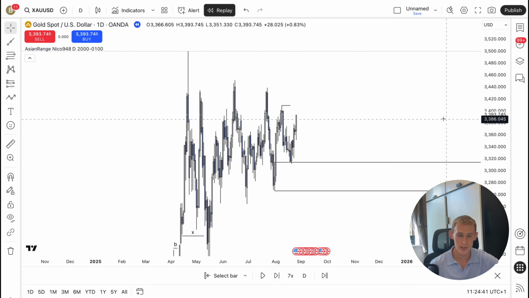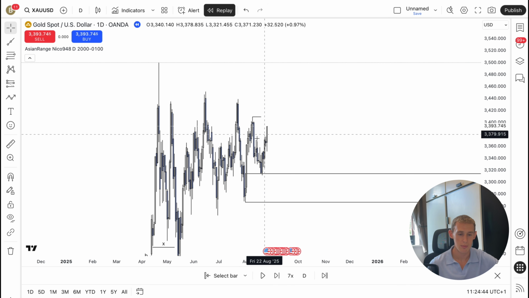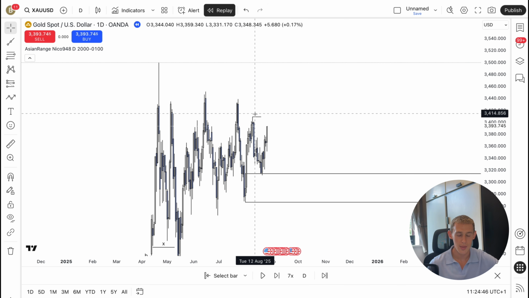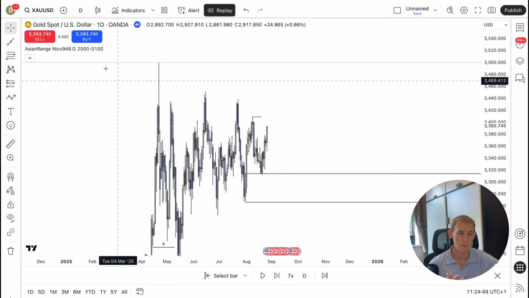But because we're using liquidity, we know that there is a high likelihood that price at least comes up to target this previous high, right? So we can look for buys up into that high.